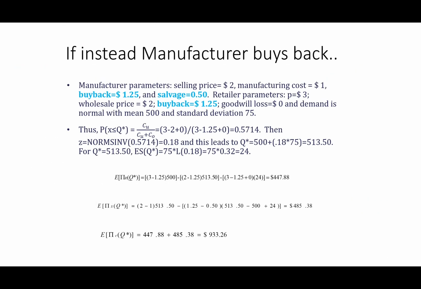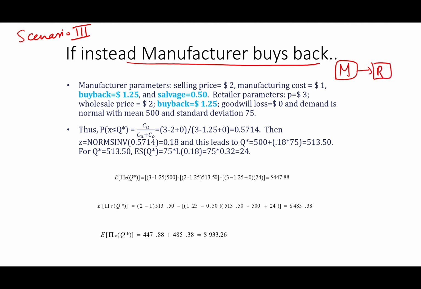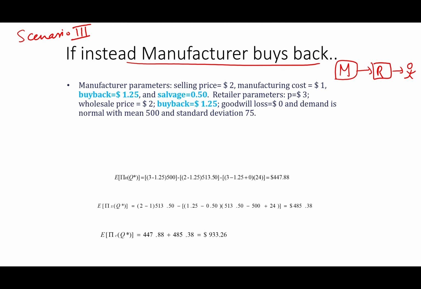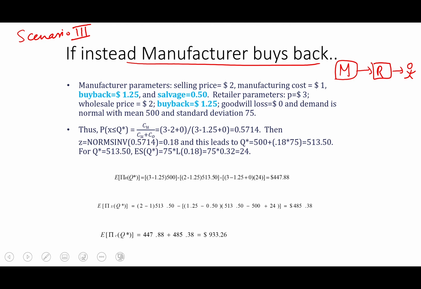So then the next example, scenario 3, talks about if instead the manufacturer buys back. In this case, we again have the manufacturer, the retailer, and the end customer. We have all of these values: its cost is equal to 1, its wholesale price is equal to 2, its price is equal to 3, and then it is going to buy back. So that becomes its salvage.